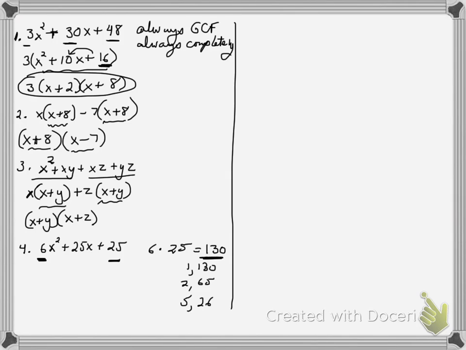And what am I looking for here? I'm looking for 2 numbers whose sum will be 25. So that does not work. Does 6 go in evenly? No. Does 7? No. Does 8? No. Does 9? Let's see, 10 and 13.